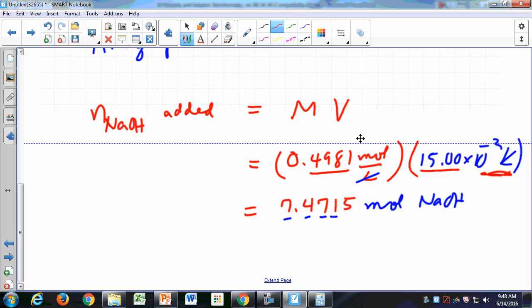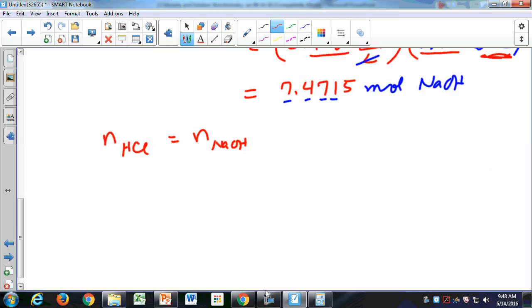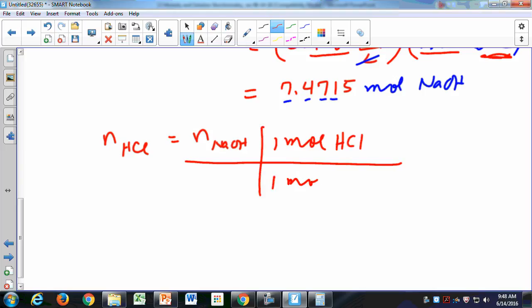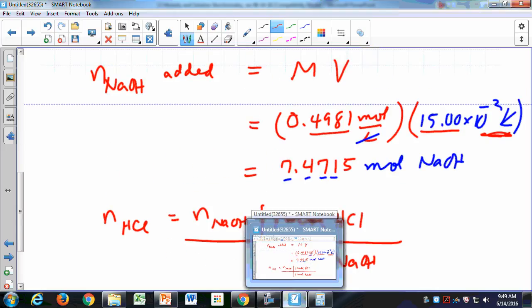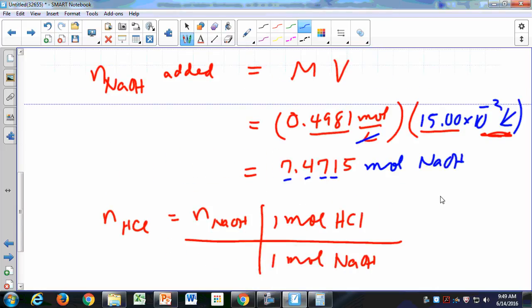So that means if that's what's required to reach the endpoint, that must be the moles of HCl, right? So moles of HCl is moles sodium hydroxide times 1 mole of HCl reacts with 1 mole of sodium hydroxide. So times 1 basically. So this will give you the same answer, 7.4715. Oh, sorry, that should be 7.4715 times 10 to the negative 3 moles, right? I forgot this one right here. So that's really millimoles.